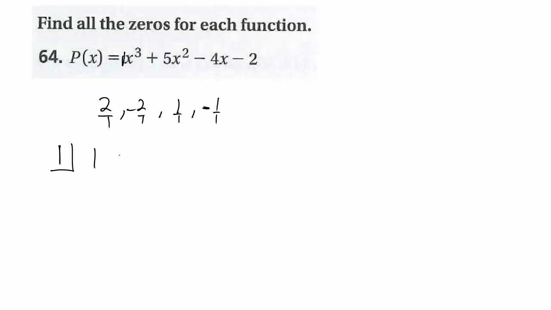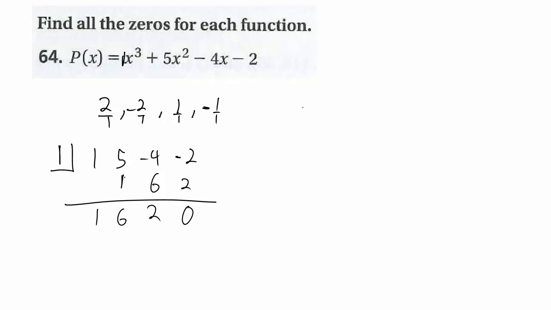If I use synthetic division, there's 1, 5, negative 4, negative 2. I want to see if 1 is a root, okay? So drop this 1 down, multiply 1 by 1, that's 1. 5 plus 1 is 6. 1 times 6, and then that's negative 2. Oh, actually, I messed up here. Actually, negative 4 plus 6 is a positive 2. And 1 times 2 is 2. Hey, look, we get a remainder of 0.